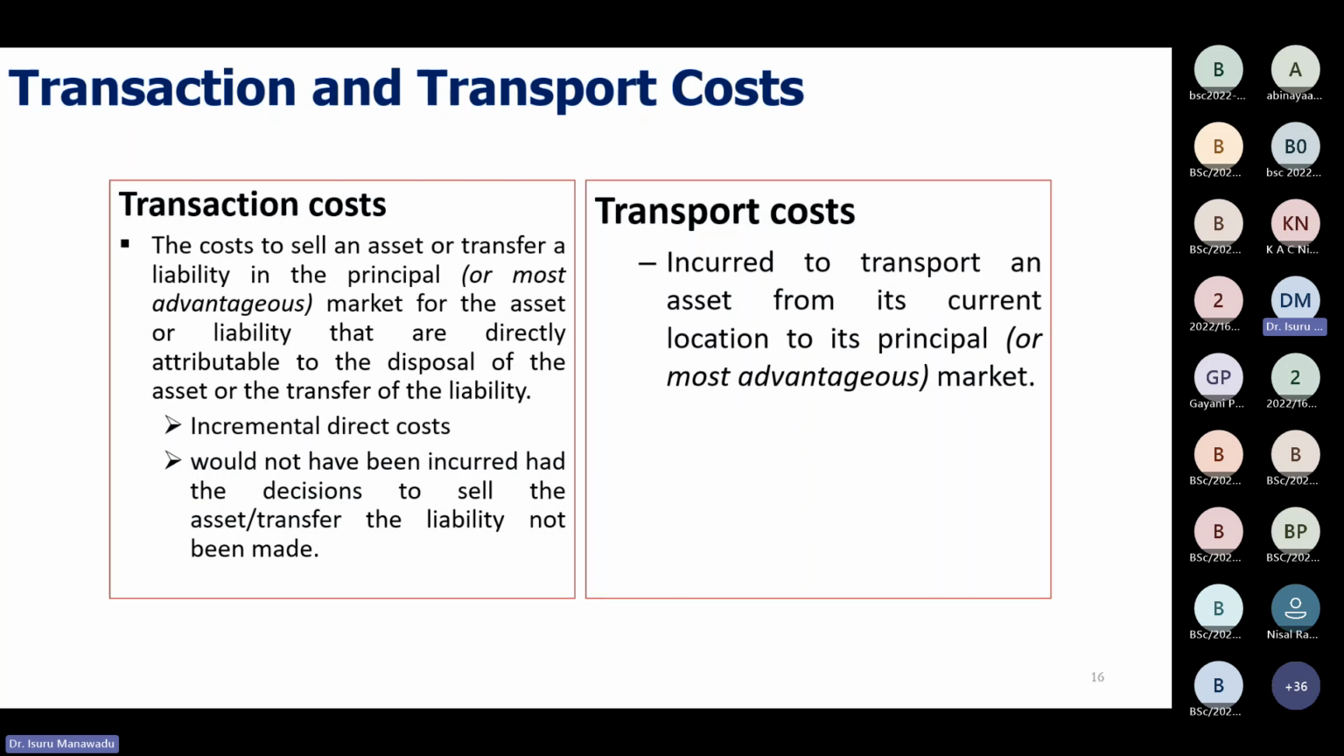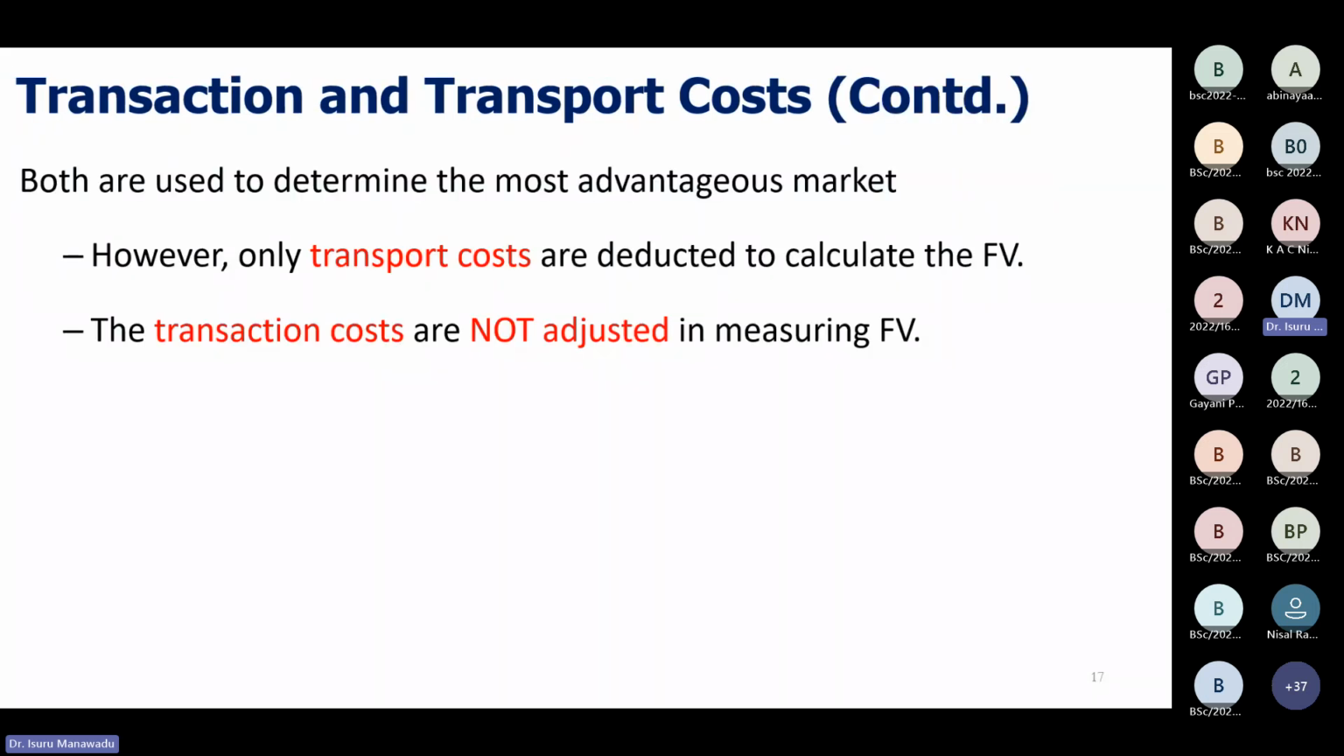Transport cost is easy to understand. It is the cost incurred to transport the asset from the current location to its principal or most advantageous market. If the most advantageous market is Jaffna, the Northern province, there is a transport cost to send the goods there, right? Now look at the next point.